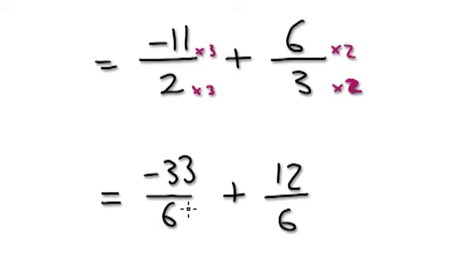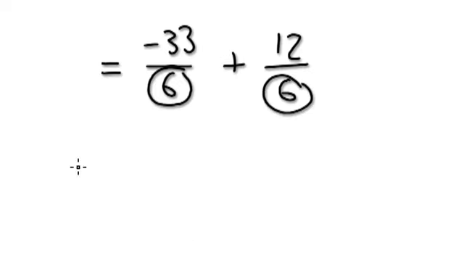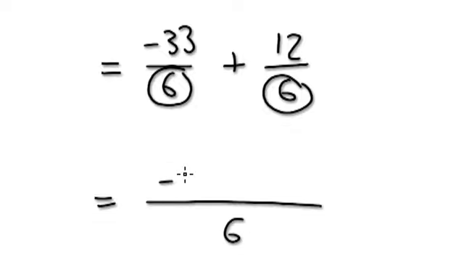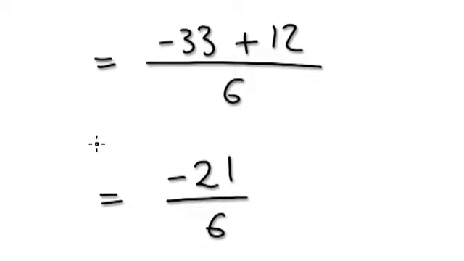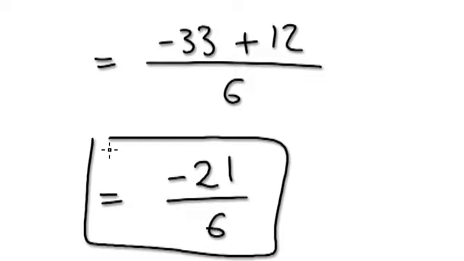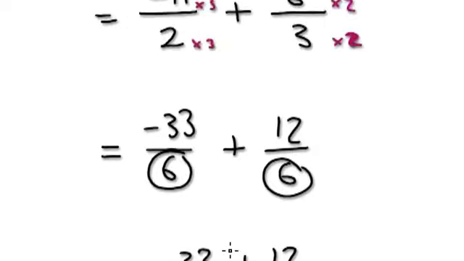So basically it's that. Now the two denominators are the same. You can actually merge them. Okay? So it becomes this. 6 minus 3 plus 12. So now, minus 33 plus 12, that would be minus 21 over 6. So the answer is minus 21 over 6.